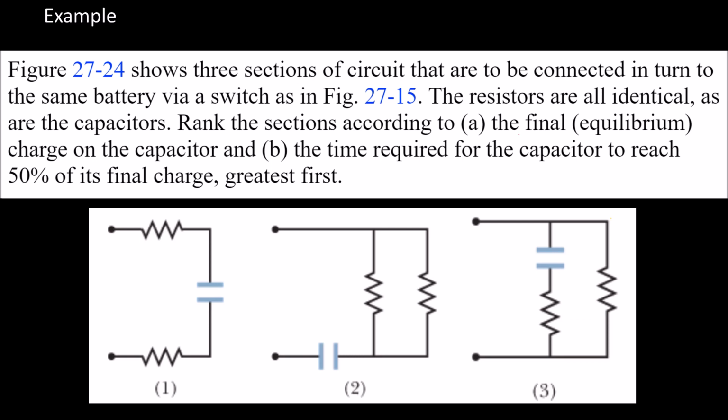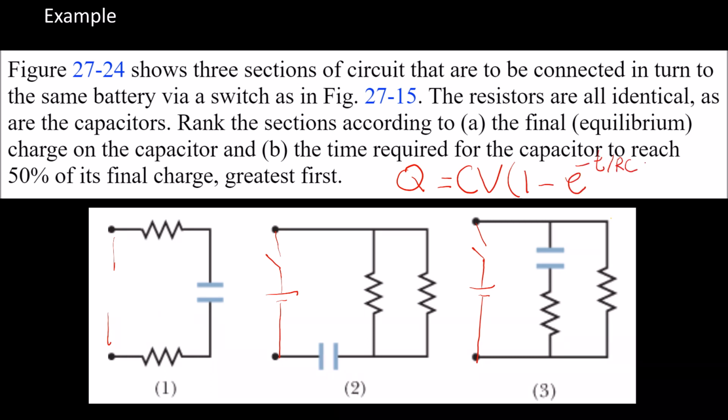Which one has bigger final charge on the capacitor, or equilibrium charge? Any ideas? Go back to the equation. Remember, Q was CV times 1 minus e to the negative t over RC, right? So what determines the final charge? Final charge is when what? When t goes to infinity, right? Means that this exponential goes to 0, then Q equals CV. What do you think now?